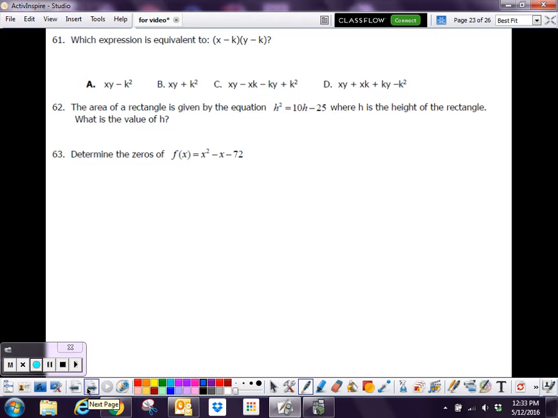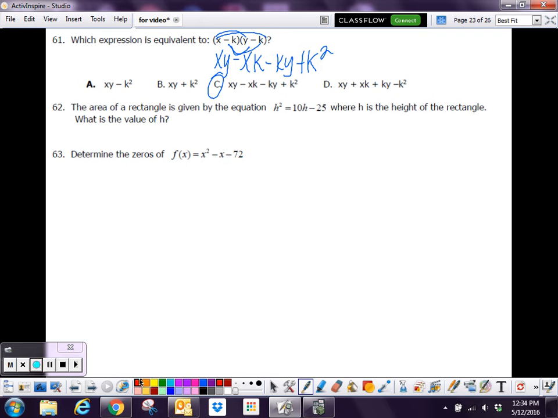61, write an expression that is equivalent to that. So here we go, we're going to FOIL again. So I have x times y is xy. X times negative k is minus xk. The inside, negative k times y, so minus ky, and negative k times negative k is going to be plus k squared, which is C, because there's no like terms.